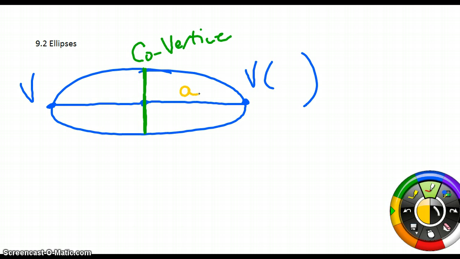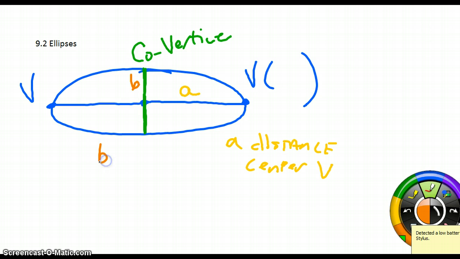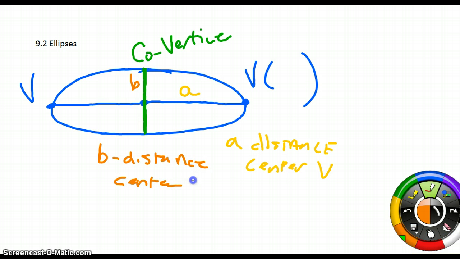you'll need to know that A is the distance from the center to a vertice, and mathematically we use B to be the distance from the center to what we call the covertice.